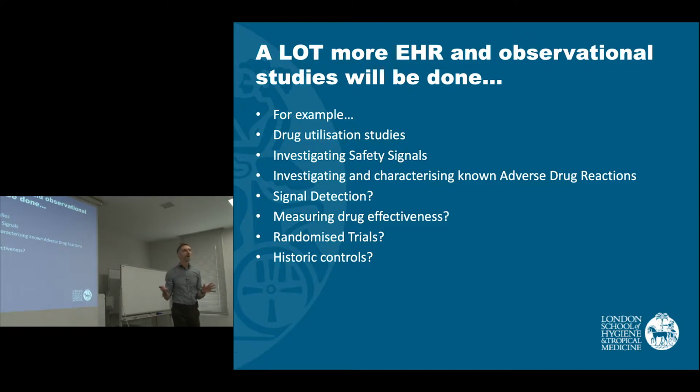Where we are finding out how to do it is these four, the four at the bottom here, and I will mention these during the talk. So we've got signal detection, measuring drug effectiveness, randomized trials, and historic controls. And these are all growth areas in pharmacoepidemiology where the methods are not so well established, but where there is the potential for growth. Okay.